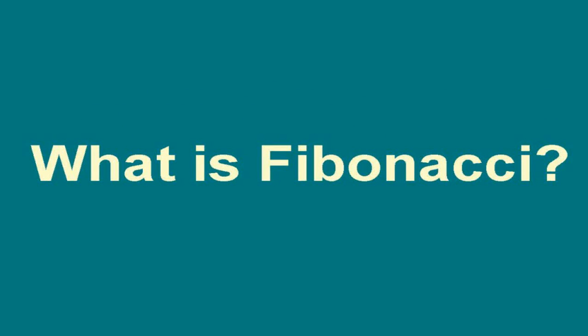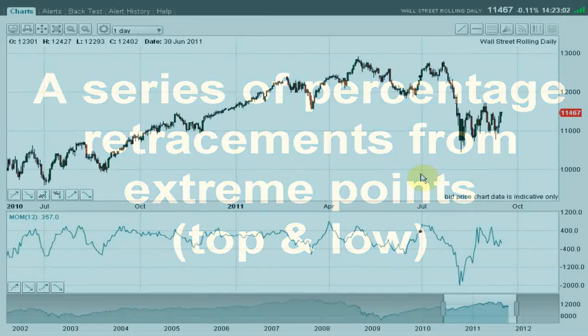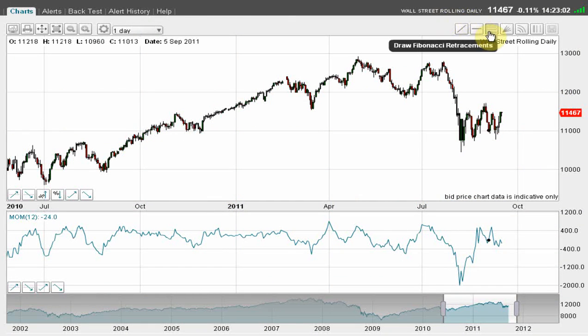Okay, so what is Fibonacci? What do we mean by it? Well, it's really a series of percentage retracements from extreme points. In other words, from a top and from a low. The spread betting platform that you use will give you it, I'm sure. Here's mine here. All the very hard work is done for us by the software, so we don't have to work out percentage levels by hand or anything like that. We just apply it to the market.